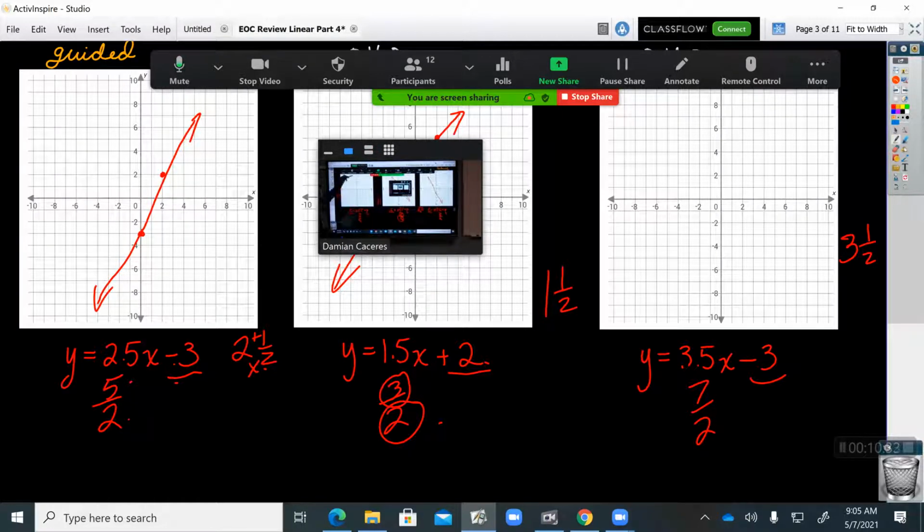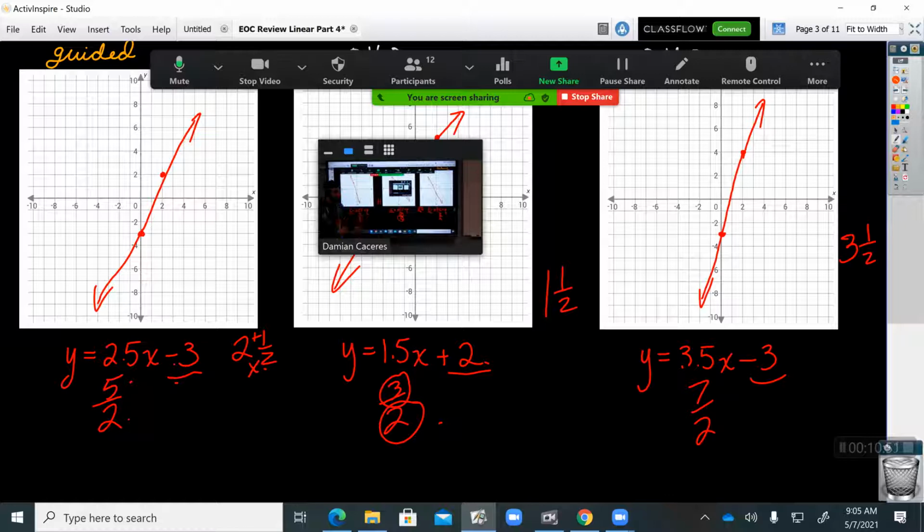Now on the next one, same thing. Negative 3 is the y-intercept, so we're marking negative 3 right here on the y-axis. And then you're going to go up 7, right 2. So up 7, right 2 lands right here. Done.